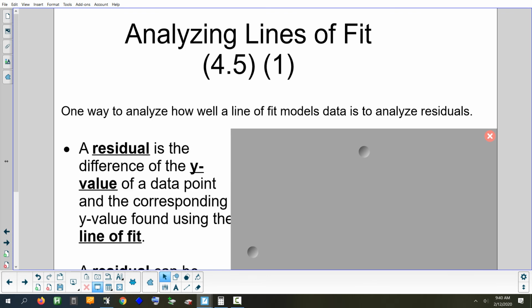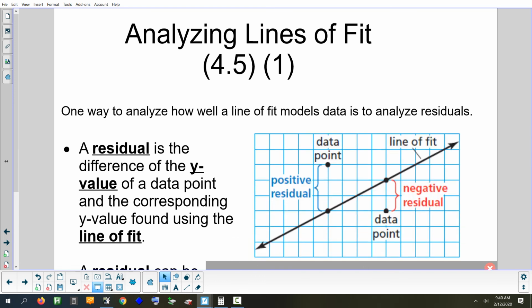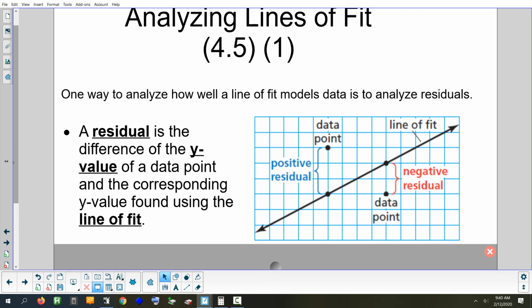So what we're going to look at is what's called a residual, right? And if you look at the picture, it shows basically what a residual is. In your first bullet, you've got 3 blanks to fill in. It should say a residual is the difference of the y value of a data point and the corresponding y value on the line of fit. The line of fit is what you drew by hand.